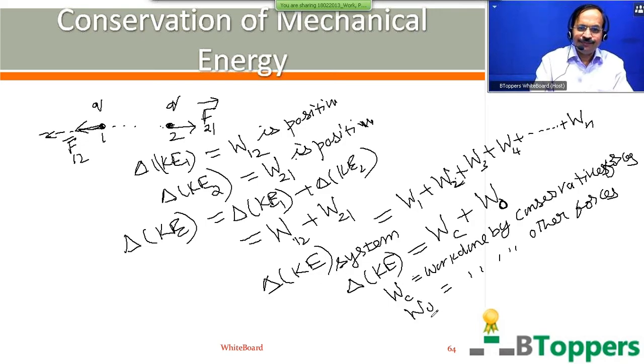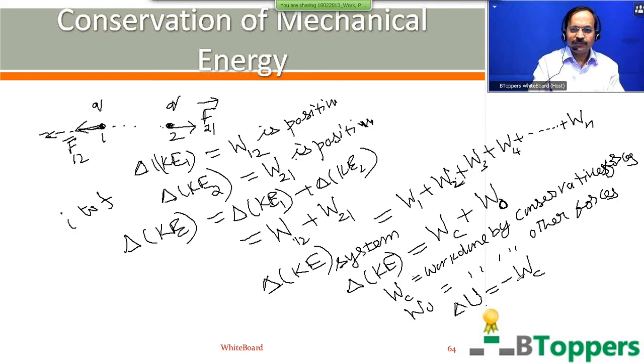But from the definition of change in potential energy of a system of particles, when the system passes from one state to another state, delta U is given by minus WC. That means delta U can be written as minus WC. Delta U represents change in the potential energy of the system when it passes from initial state I to final state F. Or WC you can write as minus delta U.